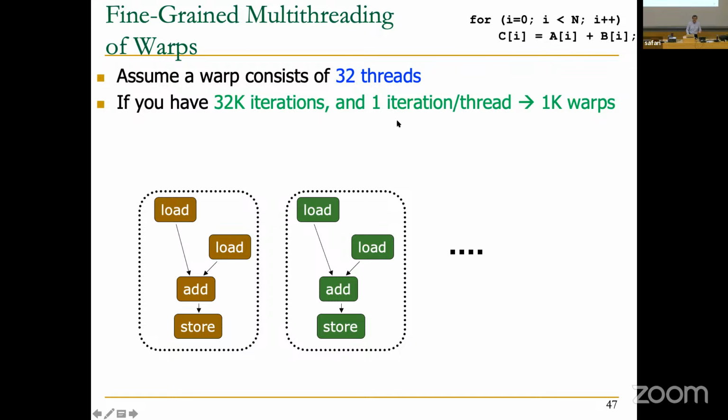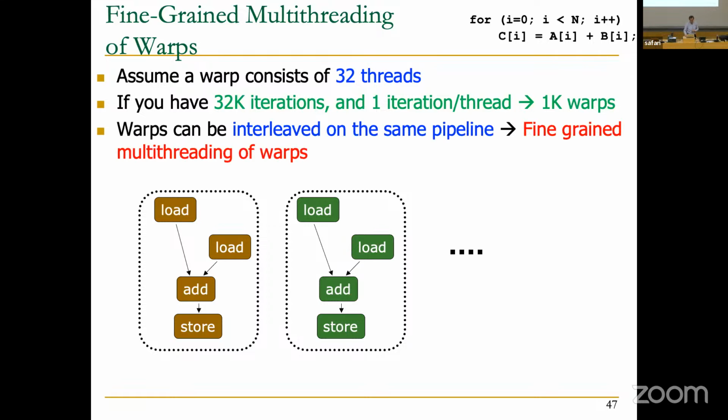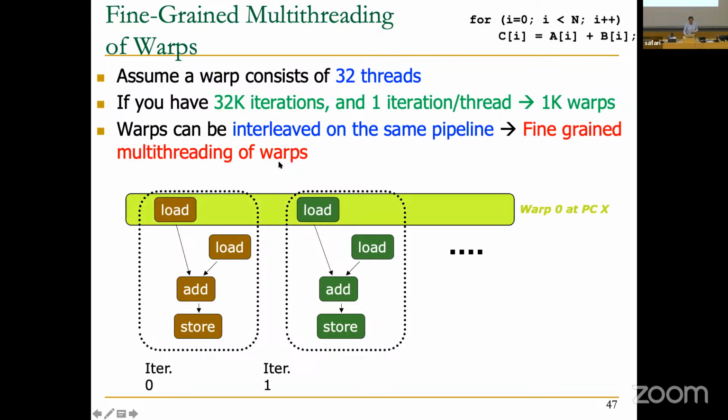And we do one iteration per thread. That means we have 1,000 warps, right? These 1,000 warps each execute 32 threads, and each of them is at the same program counter at a given point. So these warps can be interleaved on the same pipeline. So you can actually do fine-grained multithreading of warps. I'm going to show you an example.